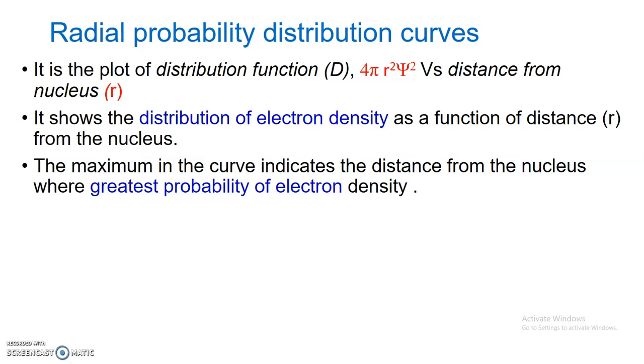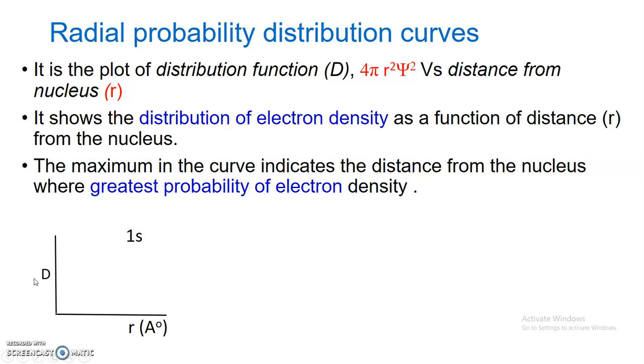In this probability curve, there are certain maxima and minima. The maximum in the curve indicates the distance from the nucleus where there is a highest probability of finding electron, or electronic density or electronic cloud, that is the orbital. And the minimum in the curve indicates the lowest electron density, or less probability of finding electron, that is the node. Now consider the 1s orbital. So probability distribution curve for 1s orbital.